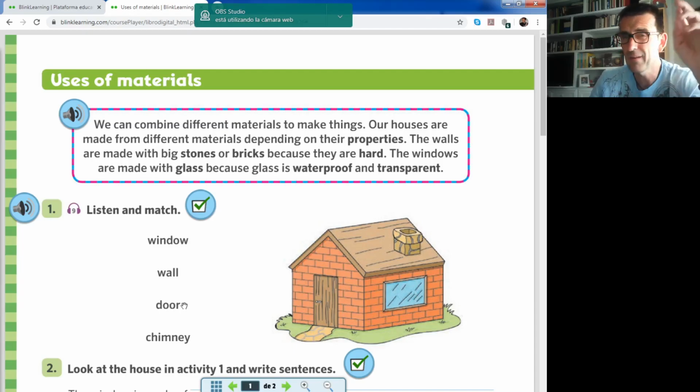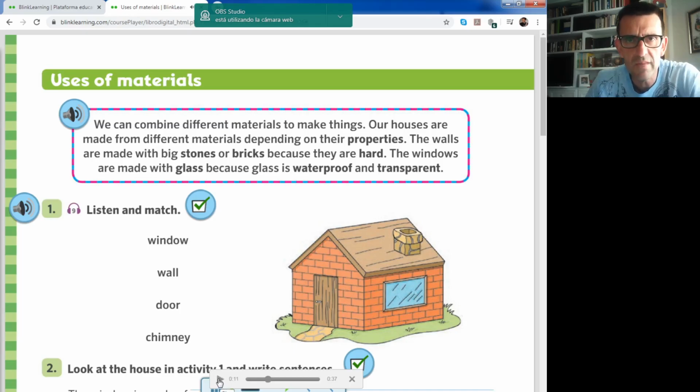So please, it's very easy for you. It's only to remind the things we have studied before. Listen and match with different colors. Come on, go. Listen and match. Match. 1. 1. This is the chimney. It's made of stone.